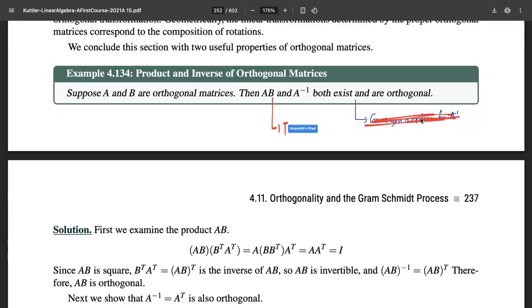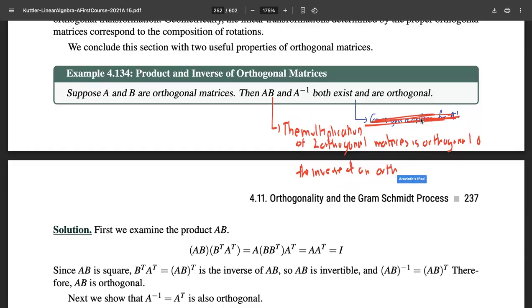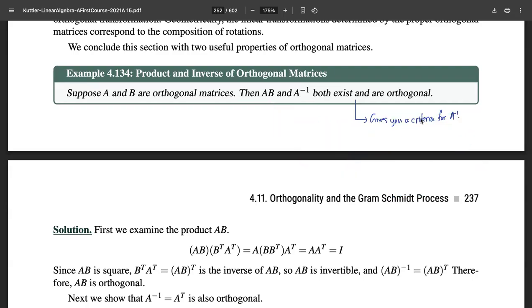The key thing is that the multiplication of two orthogonal matrices is orthogonal, and the inverse of an orthogonal matrix is also orthogonal. So yeah. Okay, that's cool.